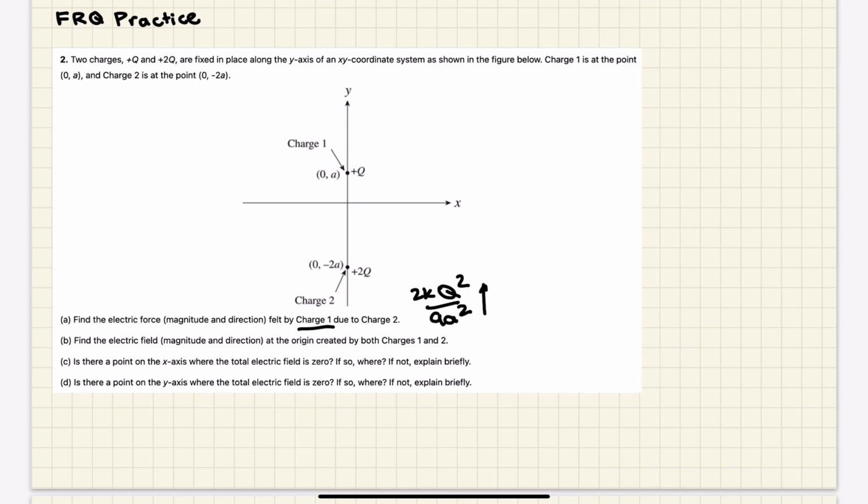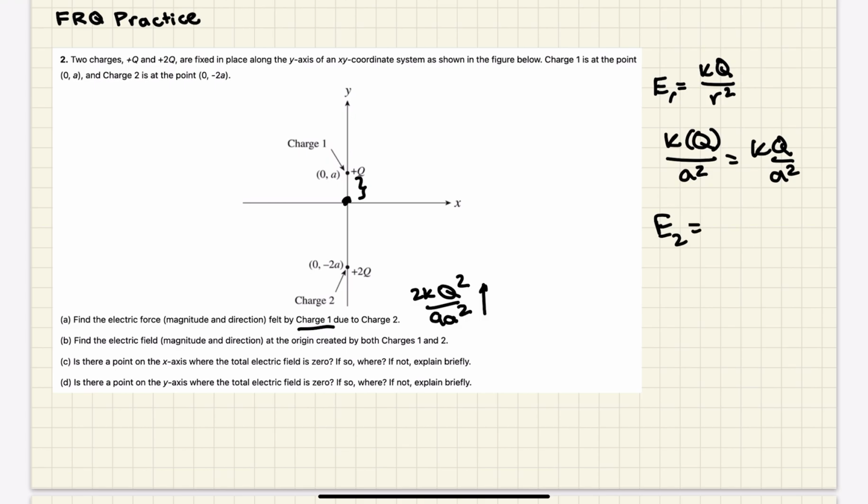Part B, find the electric field at the origin created by both charges. And so let's look at the first charge. Electric field, E, is going to be F over Q. So it's just going to be KQ over R squared. And we have K. We have Q is just positive Q. R is going to be just A because it's just from the charge 1 to the origin. So A squared. So that's going to be KQ over R squared, which is just KQ over A squared. So that's electric field of 1.